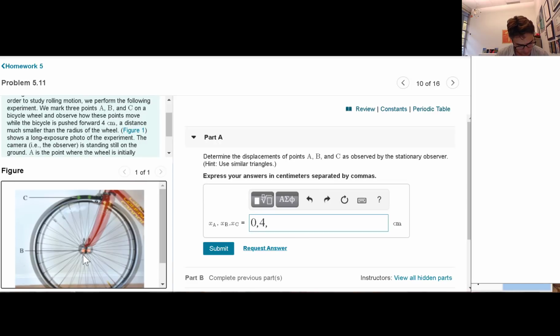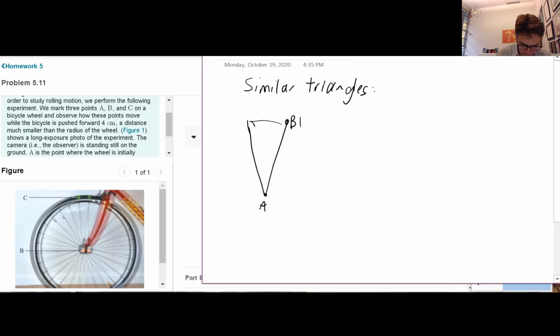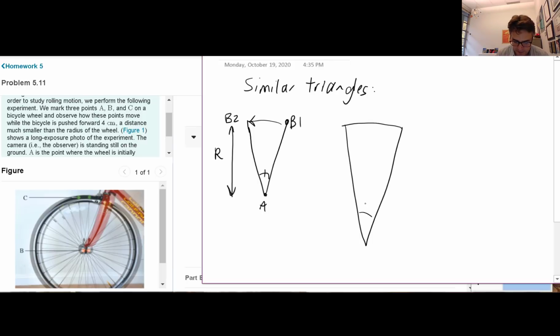And lastly, point C, how far does it move? They suggested using similar triangles. The similar triangles that they're talking about here are going to be for point B. So if this is point A, and this is point B at 1 and then it goes to B at 2, the wheel rotates that certain angle. And by the way, this is the radius of the wheel, R. And then if you look at point C, it sweeps out that same amount of angle.